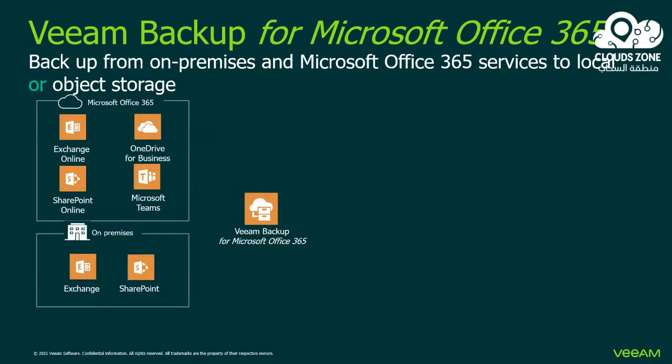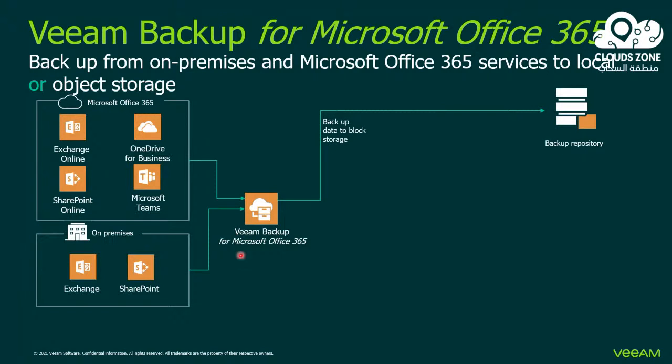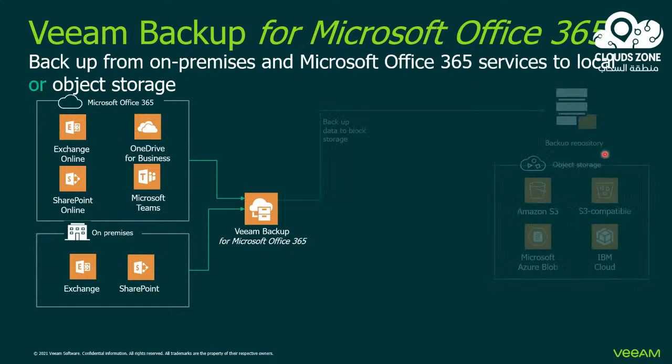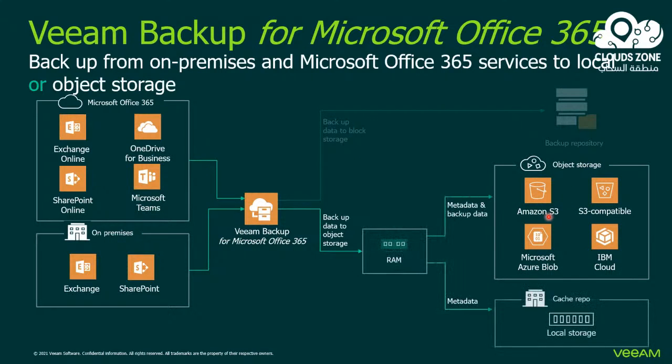This is the high-level architecture of the backup process of Veeam Backup for Office 365. As you can see here, this is your Veeam Backup for Office 365 server. It can be hosted on-prem or in the cloud, physical or virtual machine, whatever. We back up the Office 365 and the on-prem environment to local storage, or it can be to an object storage or a cloud storage.